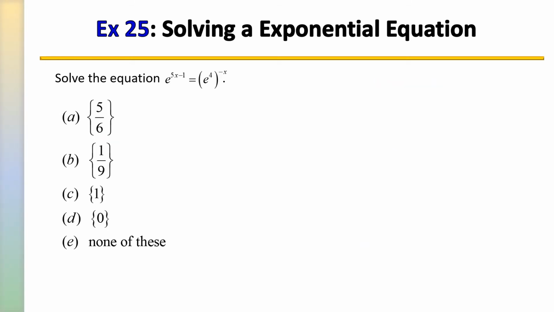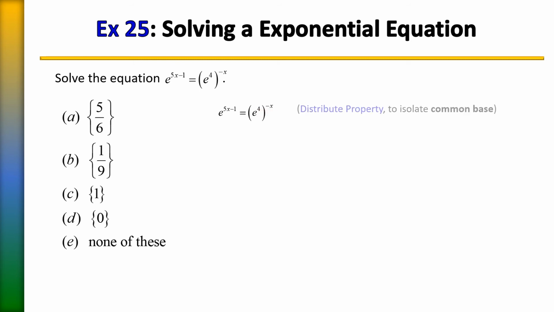In this example, we're going to solve an exponential equation. Step one is usually to find common bases. But we don't need to do that for this one, because if you look at the given equation, the base on both sides is e. Since they have the same base, all we need to do on the right side is use the distributive property so that we can get e alone. That would be 4 times x, which is negative 4x on the right side as your exponent.